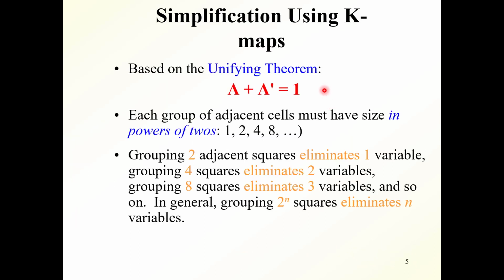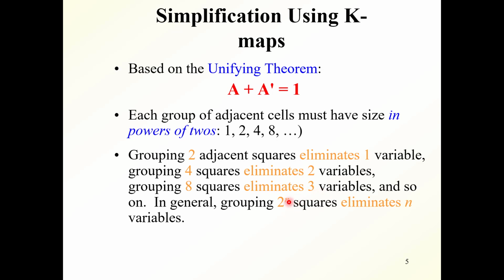We saw that using the K-map is actually based on the unifying theorem, which is A or A bar is always equal to 1. When we group the minterms inside the map that we saw in the first example, we saw that the size of the group is a power of 2. Okay? It can have a size of 1 cell inside one group, or 2 cells, or 4 cells, or 8 cells, and so on. If we group two minterms together, we ended up with eliminating one variable from the group. If we group 4 minterms together, then we eliminate 2 variables from the final term. Grouping 8 squares eliminates 3 variables, and so on.